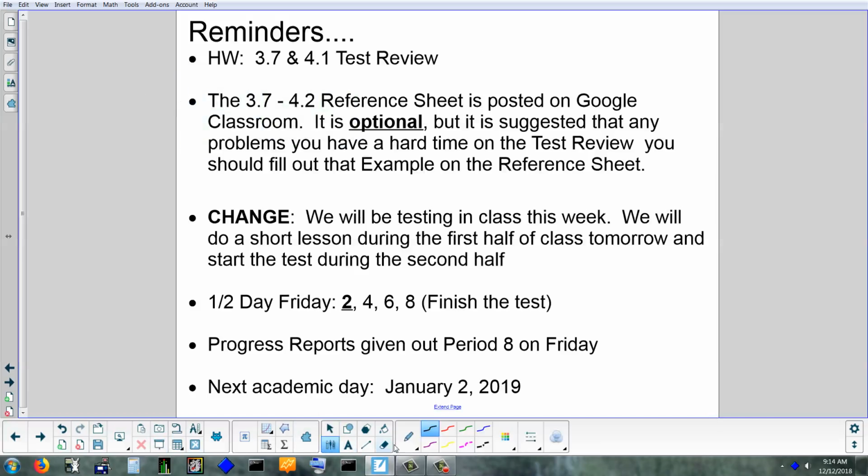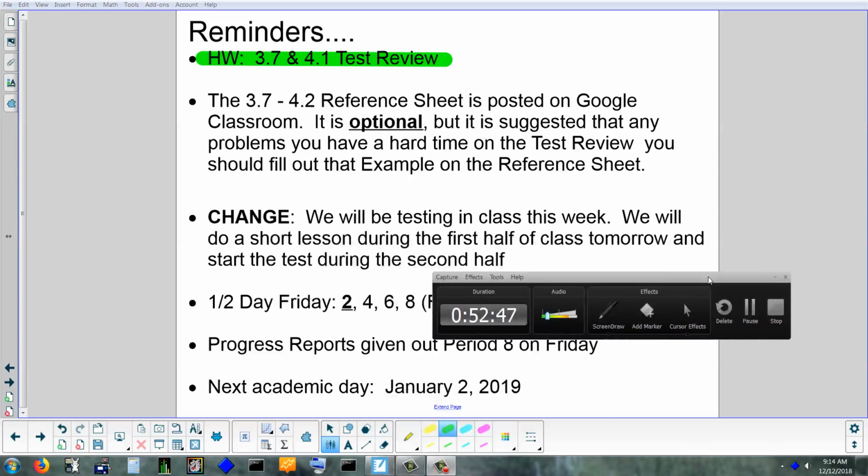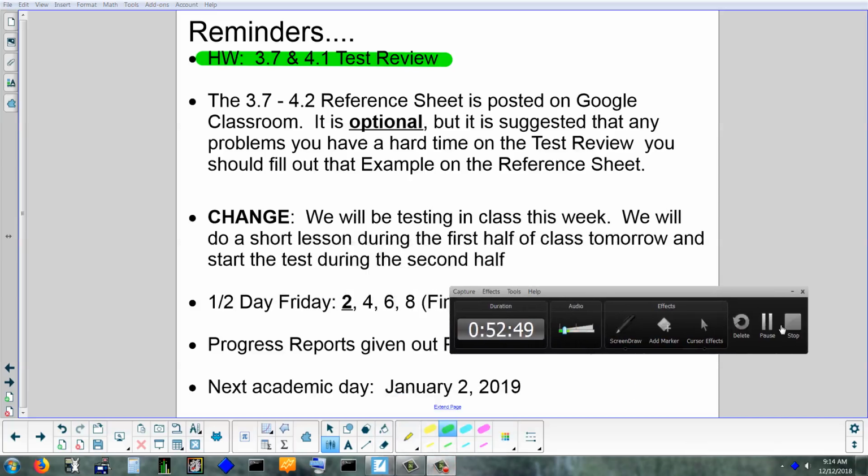But again, this is the homework. It's not a package deal this week. You only have to do this tonight to get credit. You have to decide what's important to you to put on your reference sheet. Just make sure you print it off for tomorrow so you can get those 2 examples. Remember, we still have class on Friday. We'll finish the test. Progress reports on Friday. That's it. So make sure that at some point today, you print off the reference sheet.